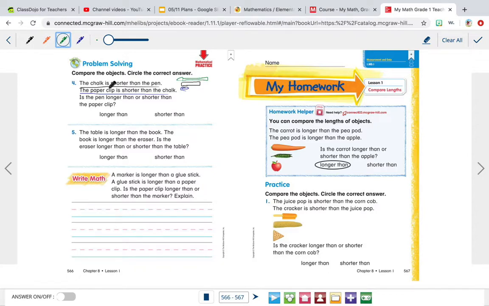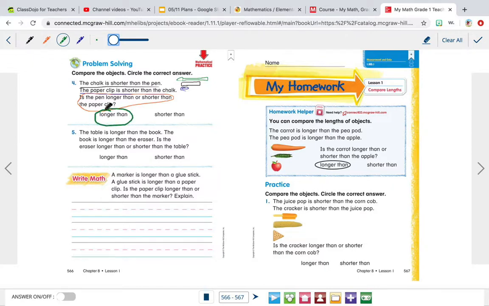And it's saying the paper clip is shorter than the chalk. So here's the paper clip and it's shorter than the chalk. Is the pen longer than or shorter than the paper clip? So is the pen longer than the paper clip or is the pen shorter than the paper clip? Well, if you look at this here, look at the pen and look at the paper clip. Which one do you see is longer? The pen. So the pen is longer than the paper clip.